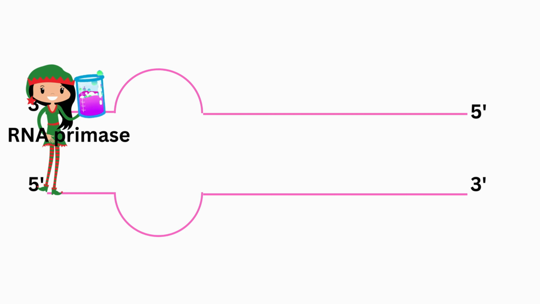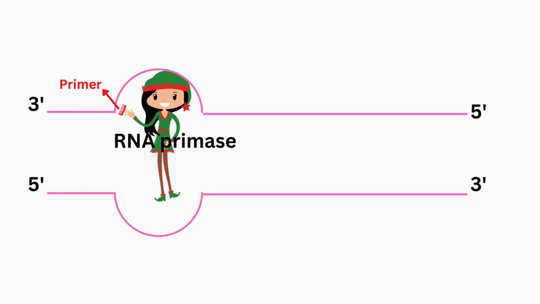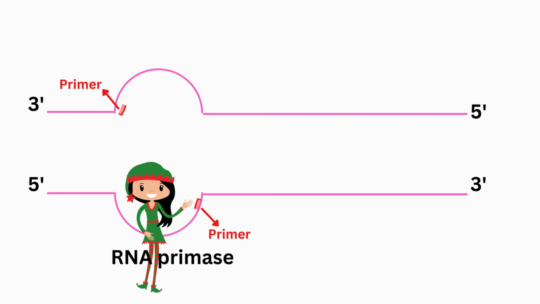This small structure of RNA which is complementary to a few base pairs on the DNA is known as a primer. This primer is going to attach on that small patch of DNA, providing the DNA polymerase a double-stranded structure for it to initiate its polymerization.